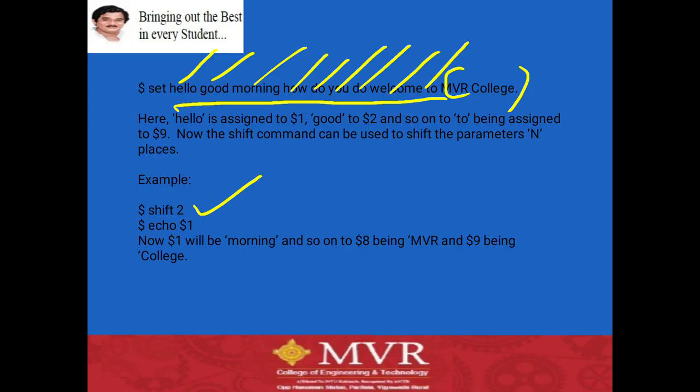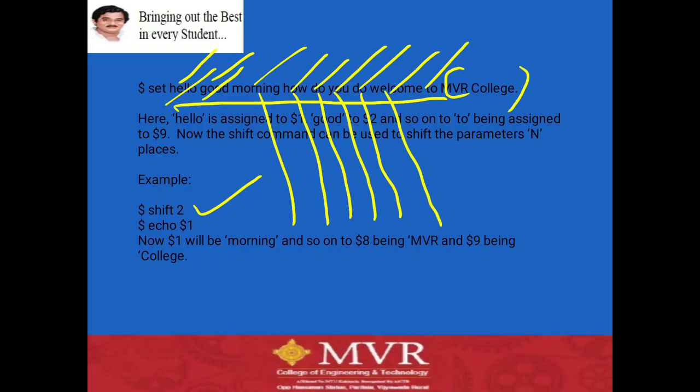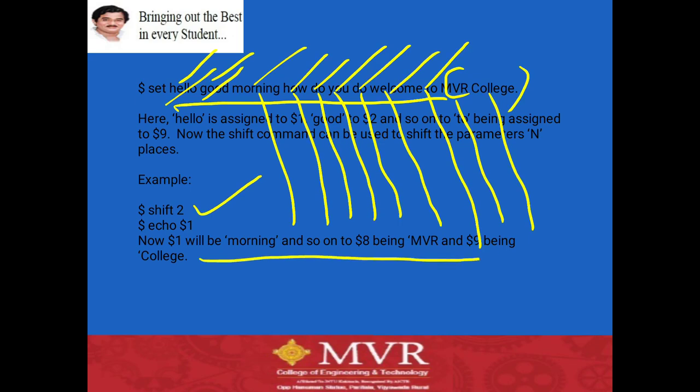Whenever you use shift 2, two positions will be shifted to the left. So the first two words, hello and good, will be deleted. Now morning becomes 1, how becomes 2, do becomes 3, you becomes 4, do becomes 5, welcome becomes 6, to becomes 7, MBR becomes 8, and college becomes 9. That is what I have stated here. Now $1 will become morning, and so on up to $8, which becomes MBR, and $9 being college. This is how you can use the shift command.